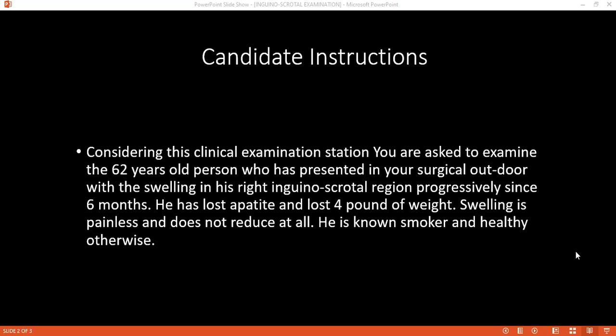Then after that, I would like to perform a transillumination test, passing light through the lump to see whether it transilluminates or not. Then I would like to complete my examination with a complete abdominal examination and also perineal and other detailed examination.